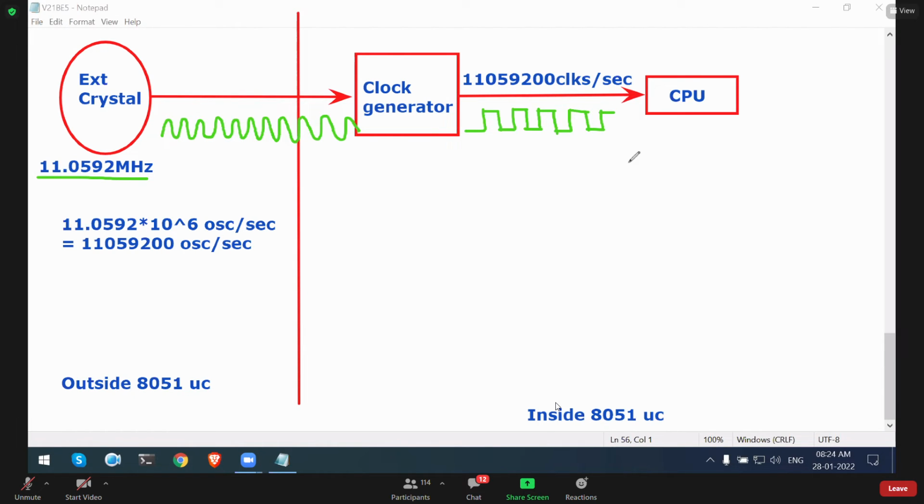Okay, now understand this point. First, make a note of this one. No, the crystal is not present inside. I clearly mentioned this is outside the microcontroller. The clock generator is available inside the microcontroller. Make a note of this.